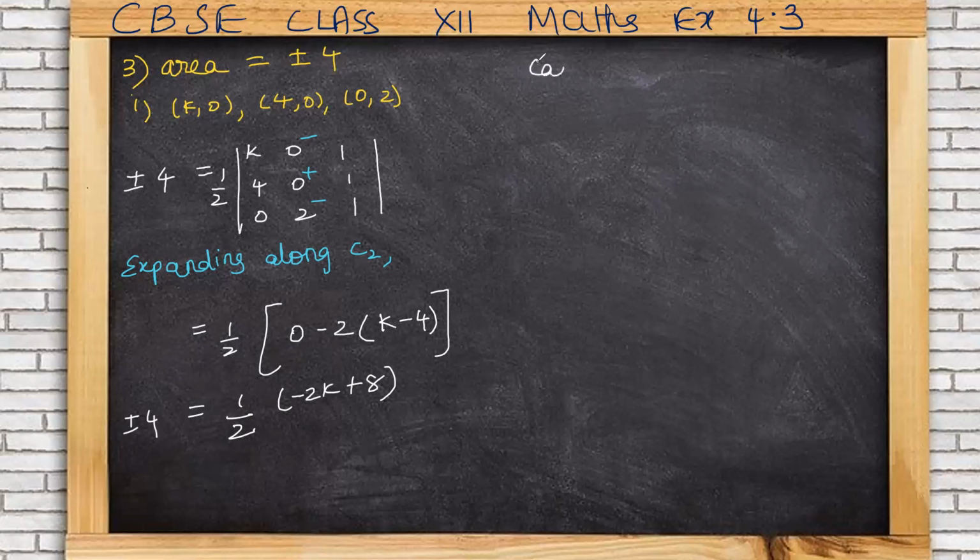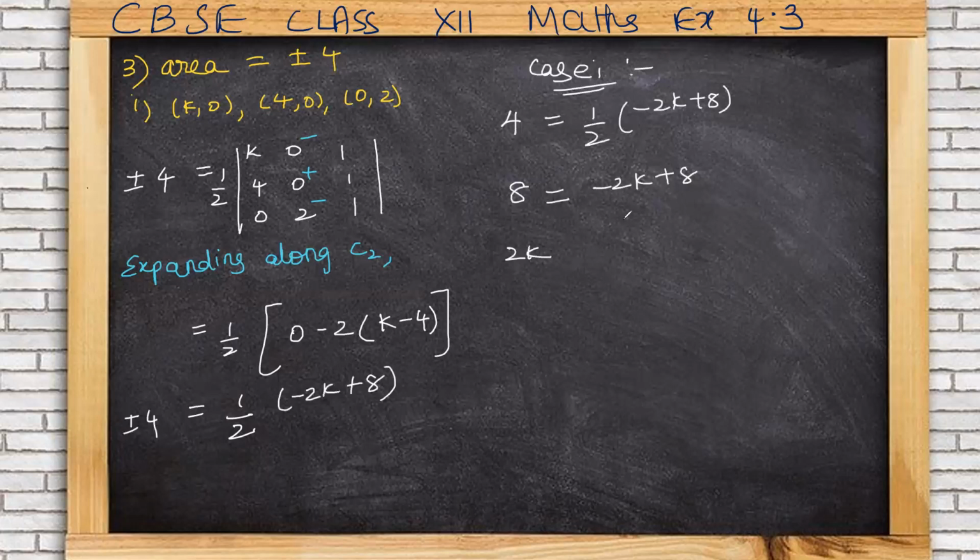So we have two cases. Case 1: we can take either plus or minus 4, so I'll take plus 4. So plus 4 is equal to half into minus 2k plus 8. First multiplying by 2, we get 8 equal to minus 2k plus 8. Taking the 8 to the left side, 8 minus 8 is 0. So the k value is 0.